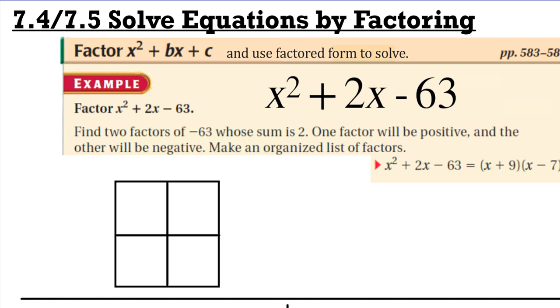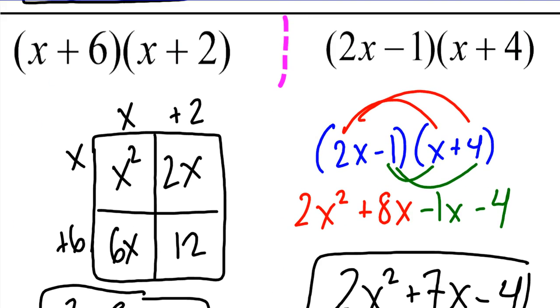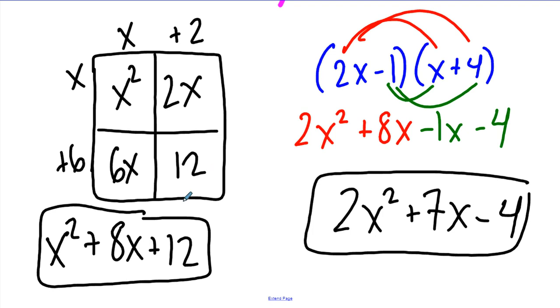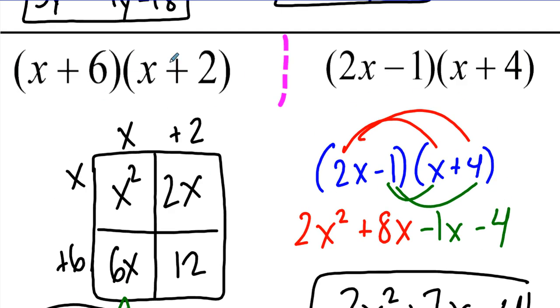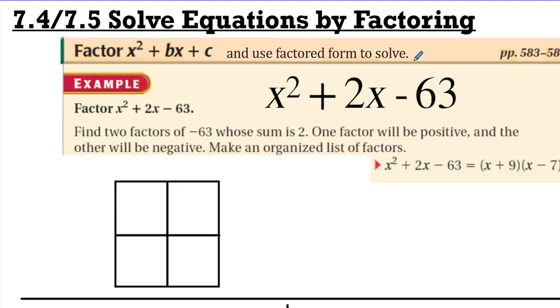I'm going to work one. Let's go back to multiplying so you can see the pattern here. Look at this one, x plus 6 and x plus 2. I mentioned this a bit ago. 12 is the multiplication of 2 and 6. 8 is the addition of 2 and 6. So if I knew this was the final answer, I can work backwards and know what these numbers would be, because 6 and 2 are the only numbers that multiply to be positive 12 and add up to be positive 8. That's going to be how I think about this one.